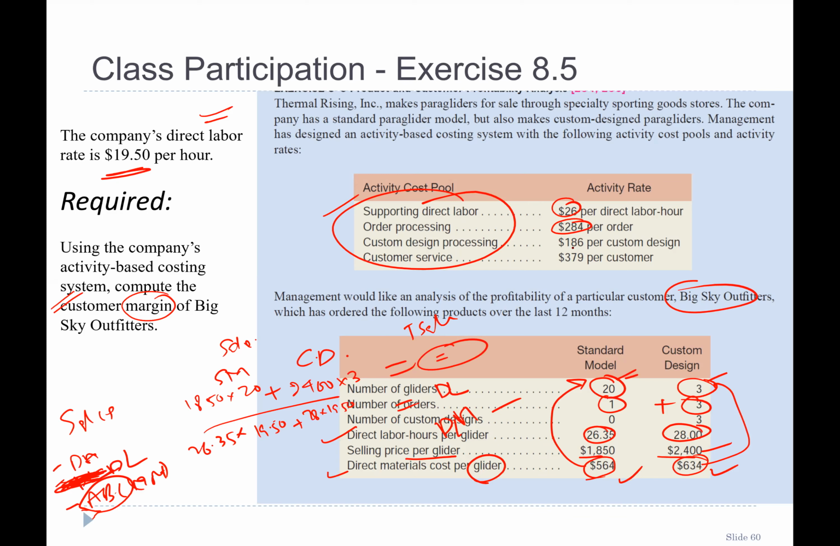Custom design is only implemented for the custom design product, only 3. So you multiply this 186 by 3. You understand that? And customer service, since this is only one customer, you just multiply this with 1. All the costs you did, you deduct from total sales, that is customer margin. Understand that? Yeah. So please do that.